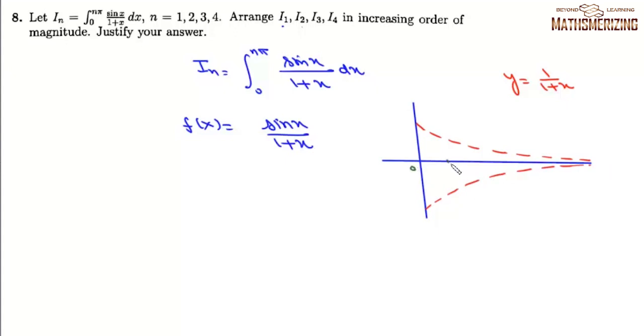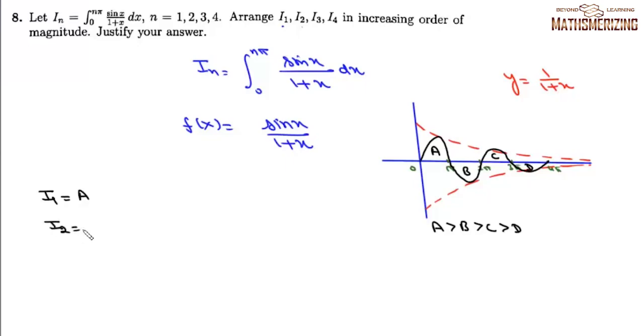Now this is 0, pi, 2 pi, 3 pi and 4 pi. Now we can draw an approximate graph. This is the graph of sin x upon 1 plus x. Now let this area be A, this area be B, this area be C and this area be D. Now clearly A is greater than B, which is greater than C, which is greater than D. Now this definite integral I1 is nothing but this value A.